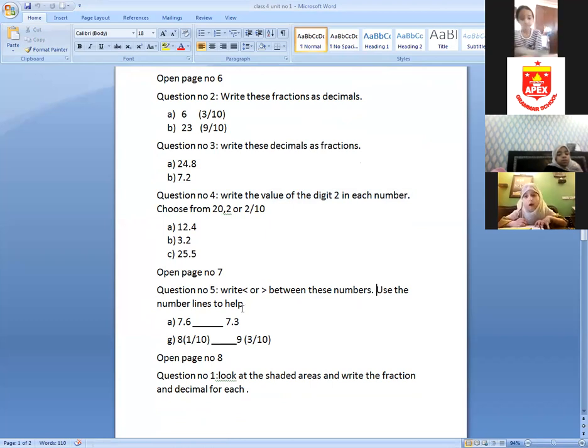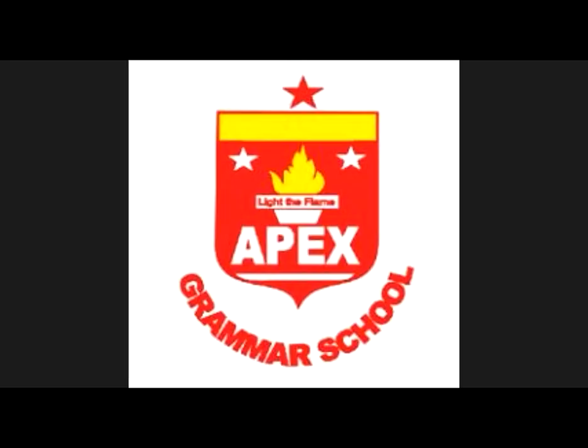How are we going to answer these questions? They are saying write less or greater between these numbers. Use the number lines to help. The first one is 7.6 and on the other hand side I have 7.3. Now I have to give the answer which one is greater. So how will I know which one is greater? I'm going to do it on the board. Look at the board. First, I'm going to erase it.